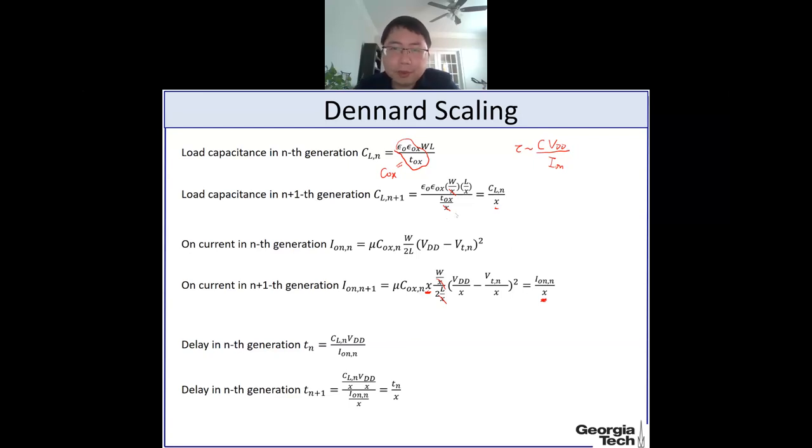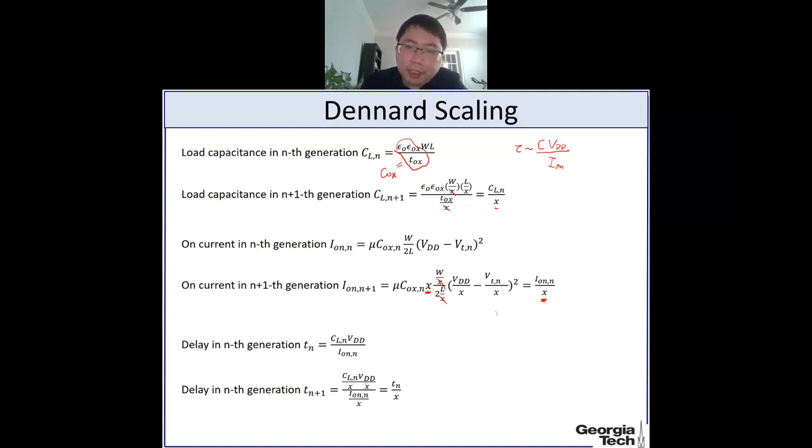So this is the assumption. The threshold voltage is scaled by X. This is to make these equations simpler. Otherwise, if you don't have this one, then it's hard to get this kind of conclusion. But that is a wrong assumption. Okay.